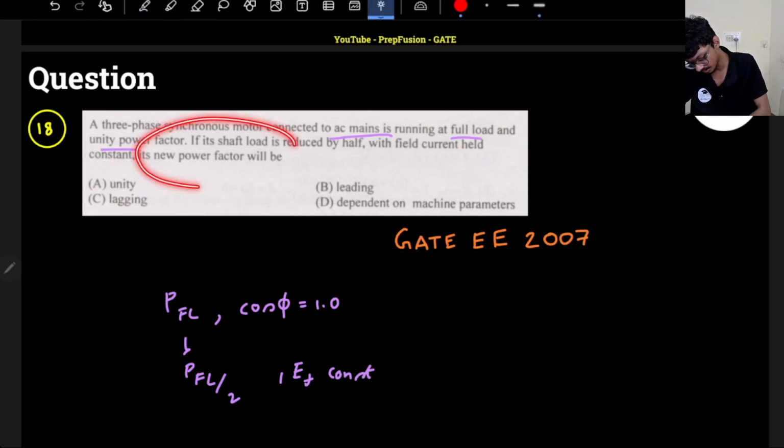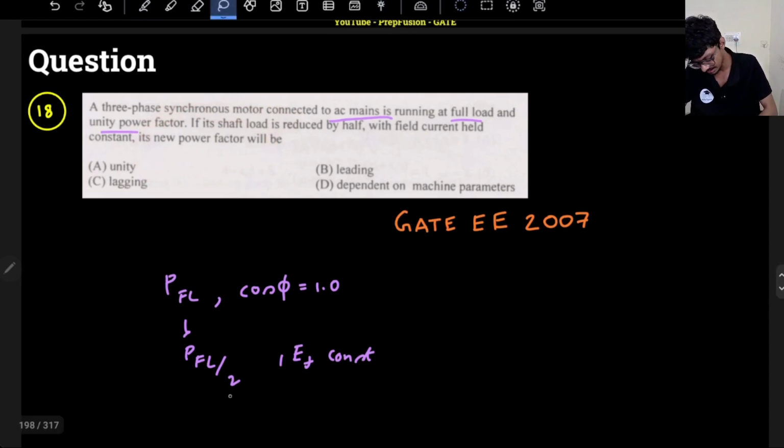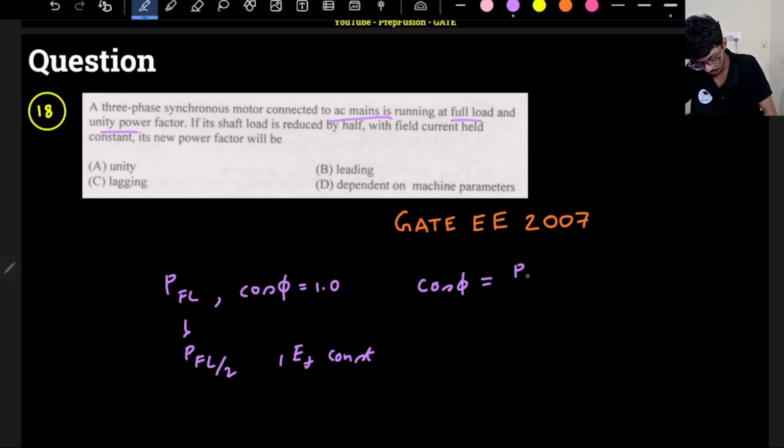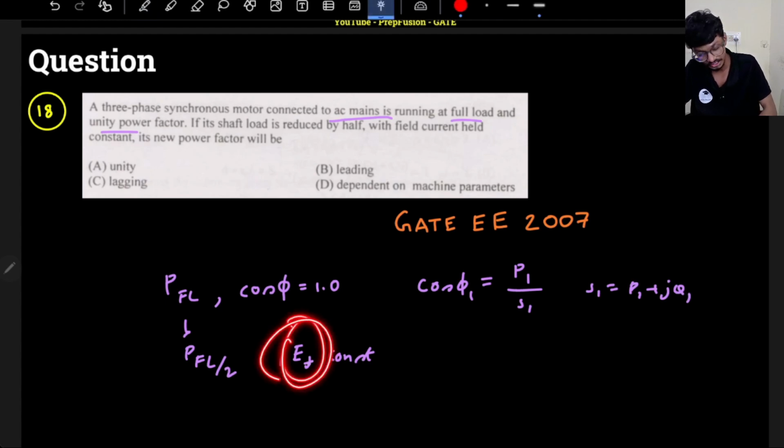The new power factor will be what? What will happen to the new power factor? You can understand it like this. Previously the power factor was P1 upon S1, cos phi 1, where S1 is the apparent power, P1 plus jQ1. Now they are telling me that IF is constant, EF is constant. Then roughly you can say Q1 will be constant.